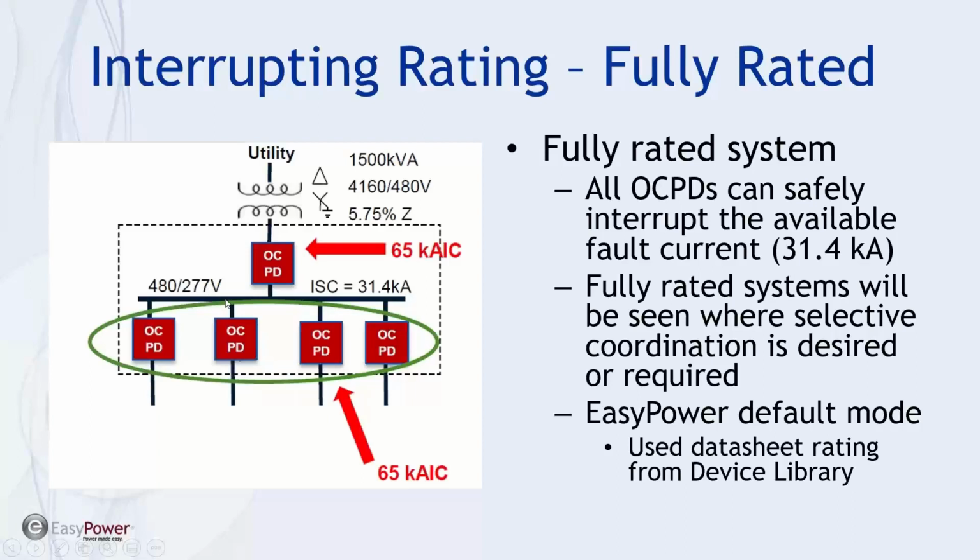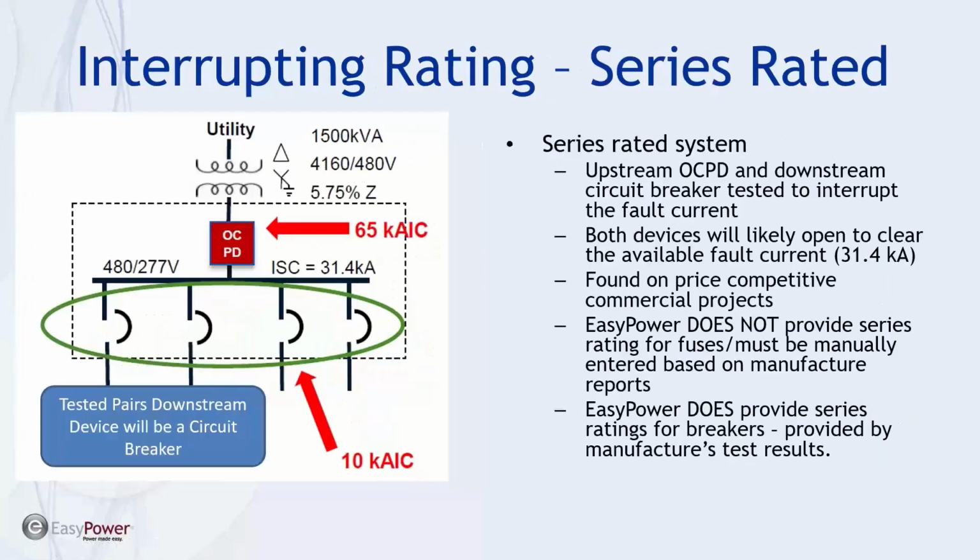And that function is part of the calculate button on the short circuit tab of each protective device. Now, when we have the downstream system that's not rated to that short circuit current, in this case, we have the same 31,000 amp available short circuit current on this bus, but these particular devices are only rated for 10,000 amps, then we would have an issue. And a potential solution for that would be to utilize an upstream device that has been tested and provides what's called series rating.